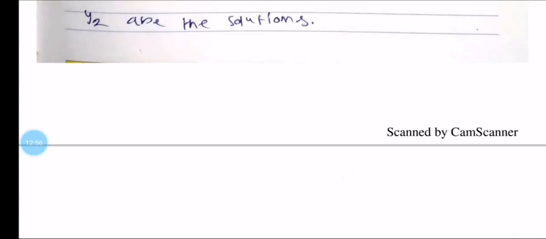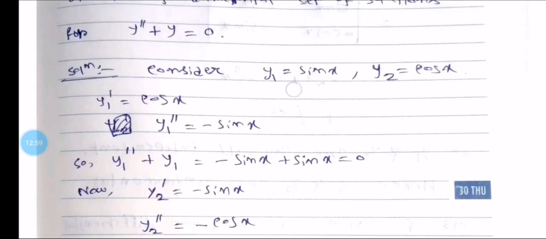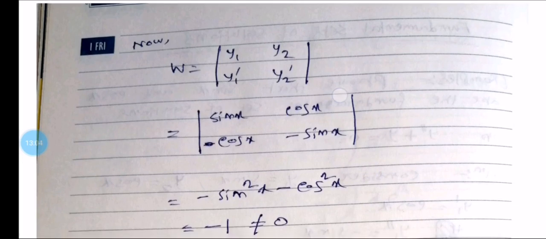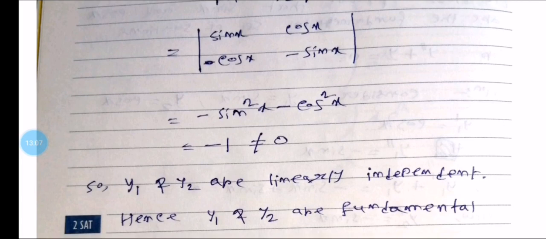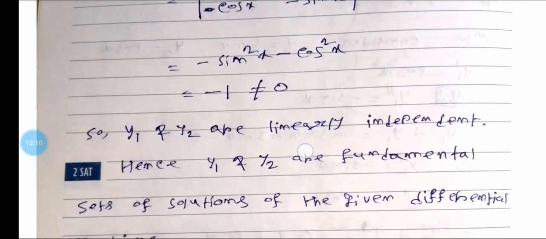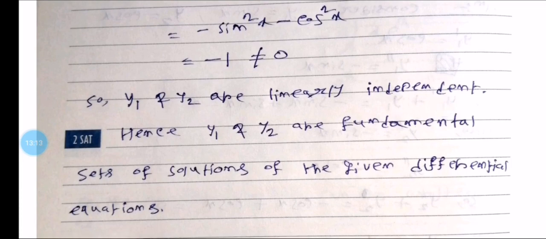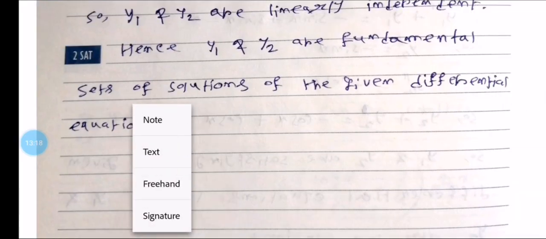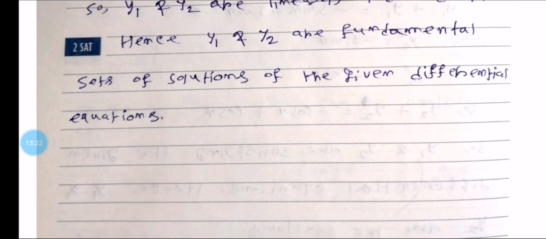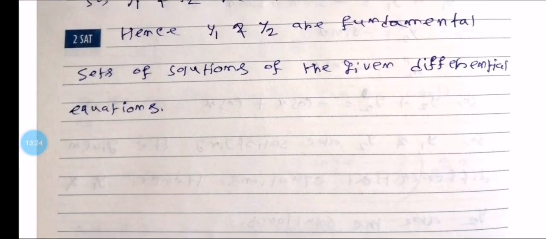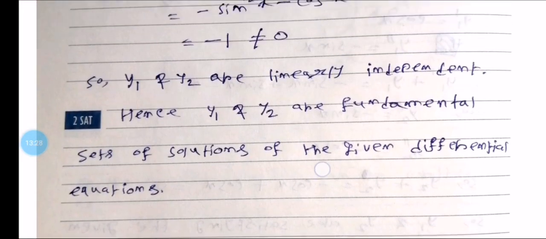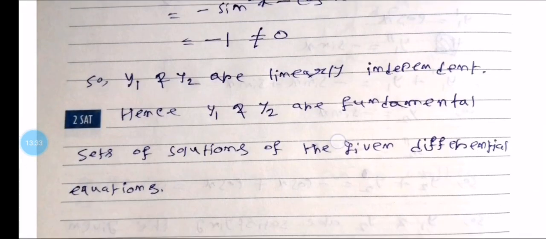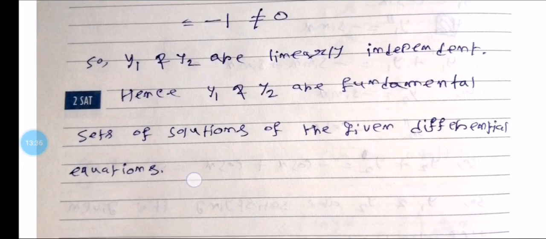Now, second step, we have to check that y1 and y2 are linearly independent. For that we find the Wronskian. The Wronskian, when calculated, is -1, which is not equal to 0. So y1 and y2 are linearly independent. Hence y1 and y2 form a fundamental set of solutions of the given differential equation, as they are solutions and they are linearly independent.